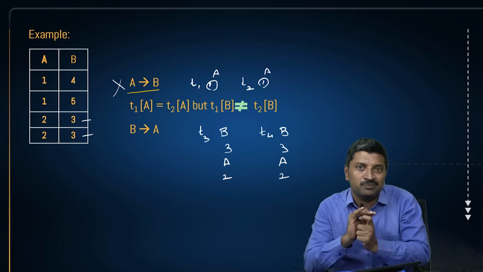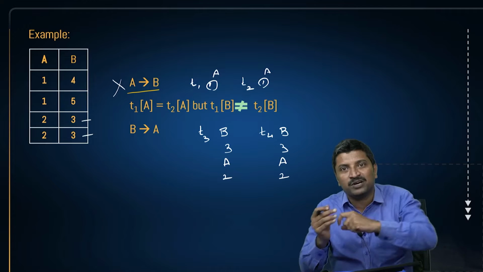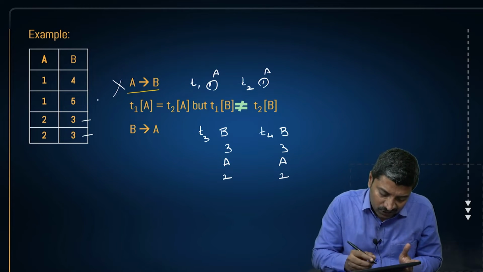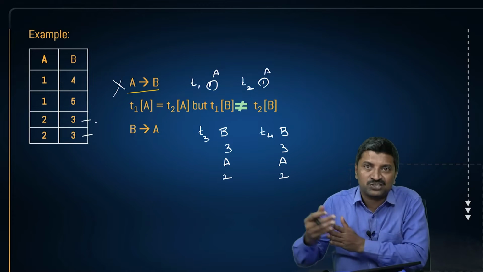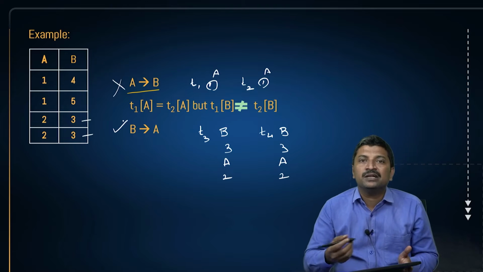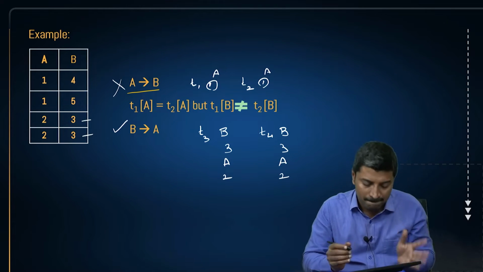To say the functional dependency holds on the relation instance, I need to verify each and every possible pair where the values are equal. Now in this case, I don't have any more tuples with the same values of B. So we can say the functional dependency B goes to A holds on this particular example. Is that clear, sir?